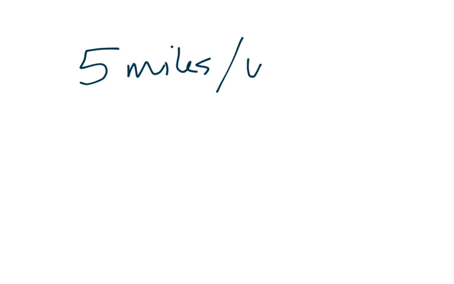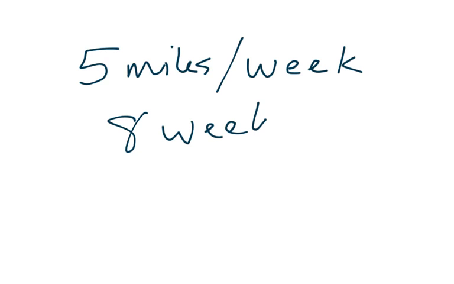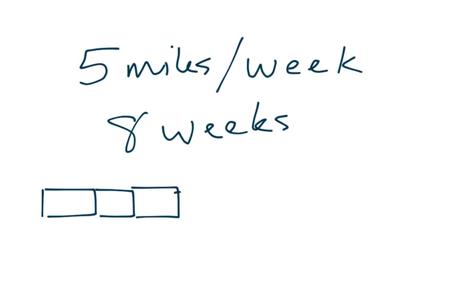If John wants to run 5 miles per week, and he plans to do that for 8 weeks, how many miles would he run? Well, we would look at, here's a week with 5 miles in it, here's a week with 5 miles in it, and so on, and we could continue having these 5-mile weeks until we have 8 weeks.